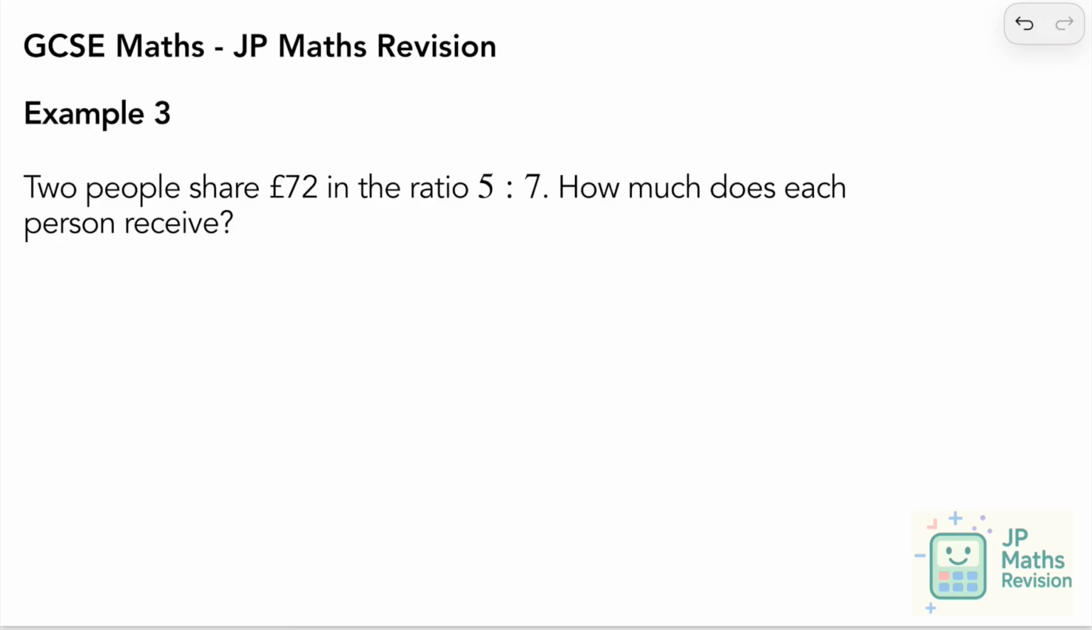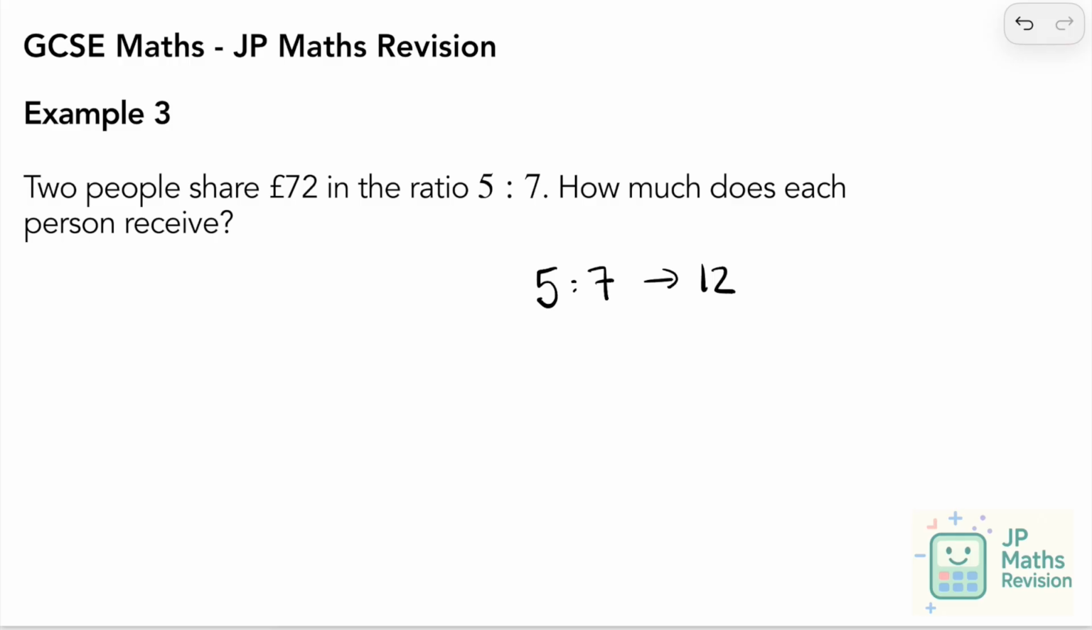Here's another example. So two people share £72 in the ratio 5 to 7. How much does each person receive? So I've got person 1 and person 2 getting 5 to 7. So if I add these, that's 12 parts in total. So that tells us for every £12 shared, one person gets £5 and the other person gets £7.